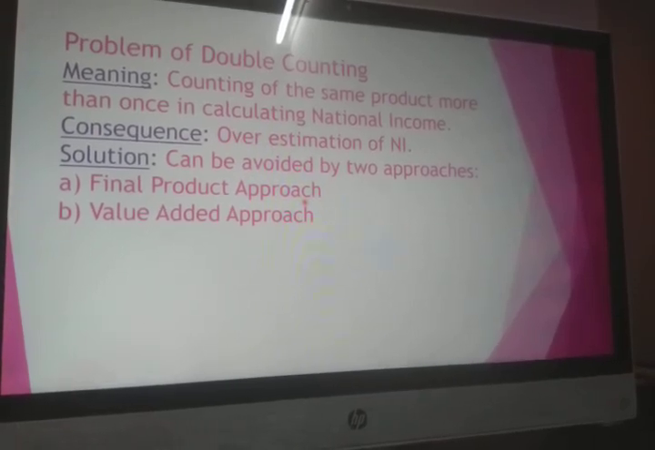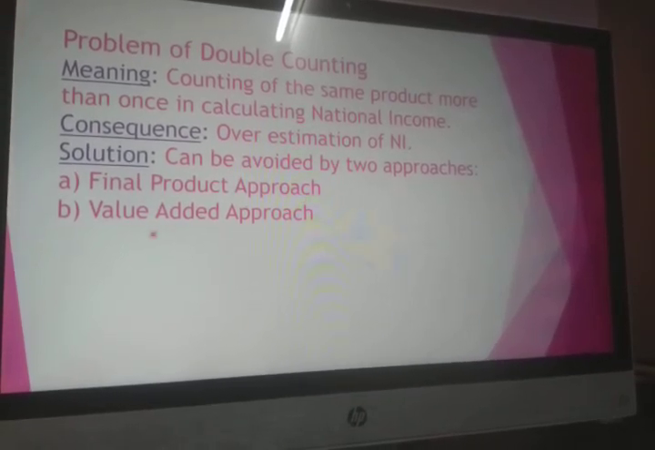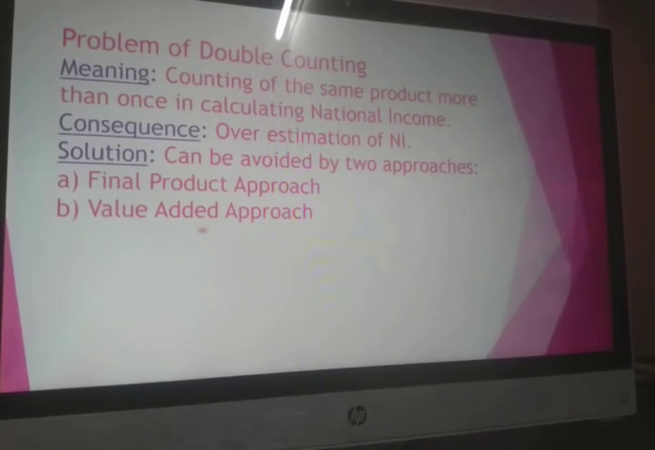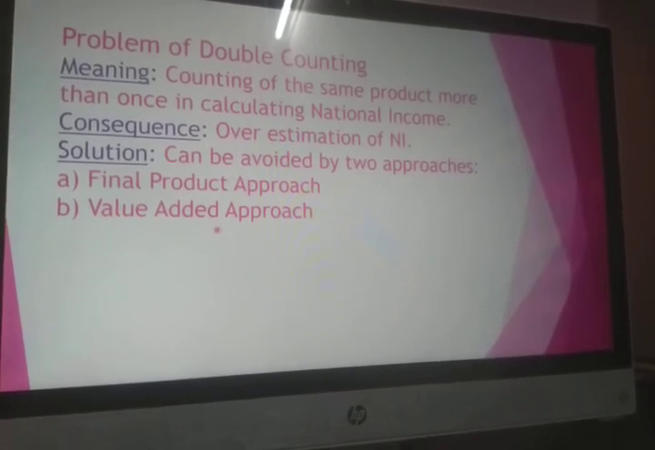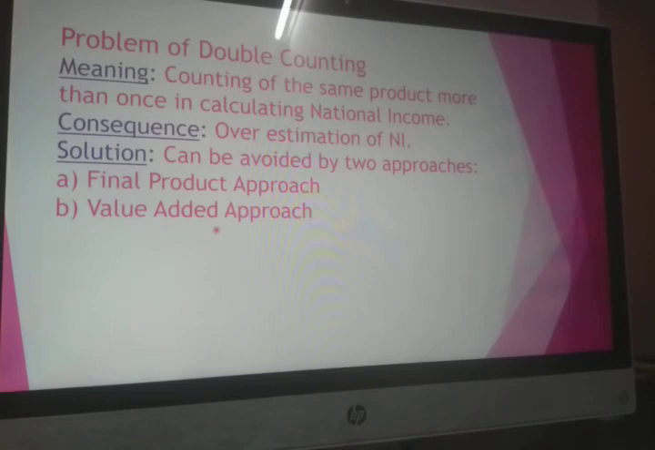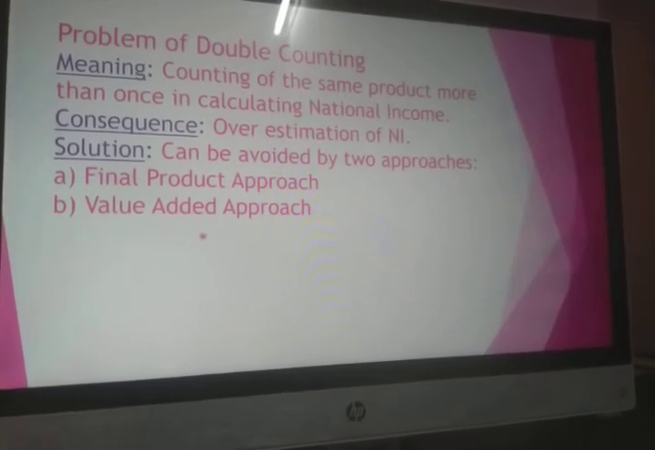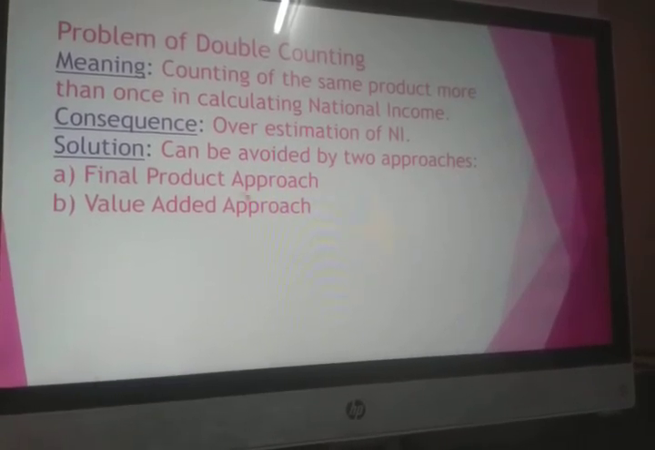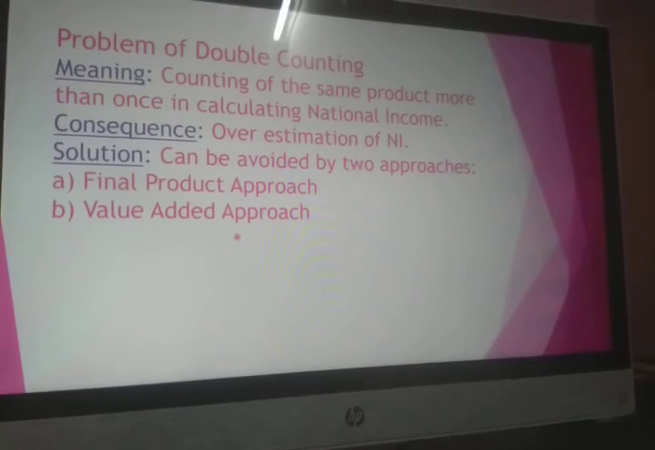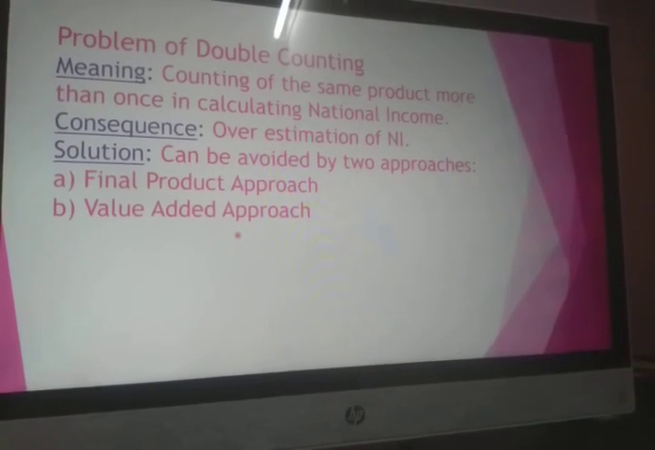This is one approach. And the second approach is that only the value added, I mean, every stage of production leads to some kind of value addition. So if we take only the value added by different producing units, then also we can avoid double counting. So these are the two ways by which we can avoid the problem of double counting.